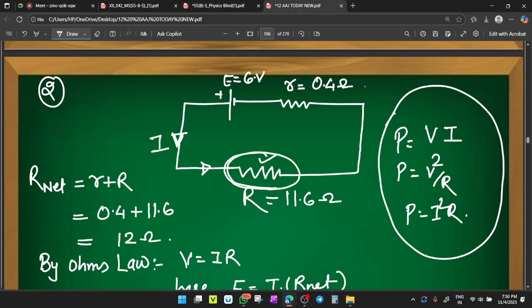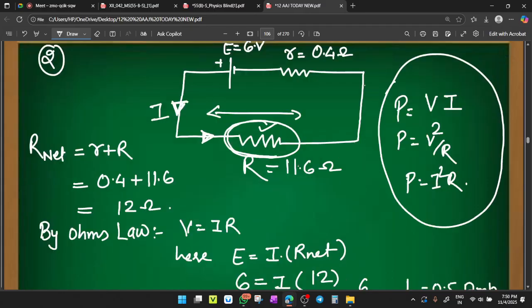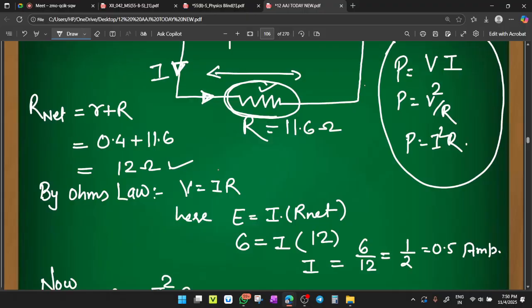So we have two cases. Either you find the voltage drop across this resistance, that is the difficult one, or you can go with the current flowing through this resistance. So we have the value of I. First, we have to find the value of I. For that, we have to find the total resistance as it is a series circuit. So the resistances will be added up and give a total resistance of 12 ohm.